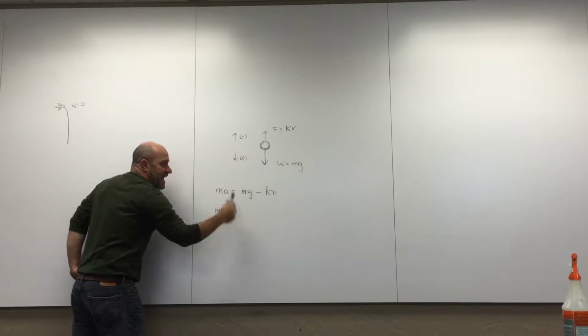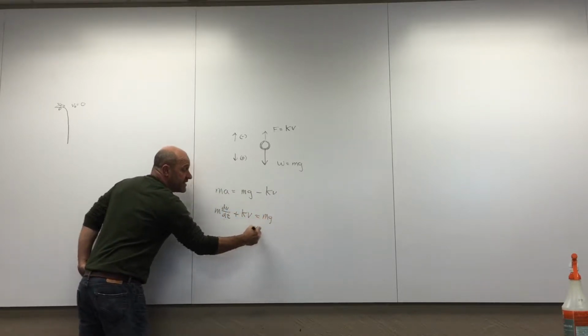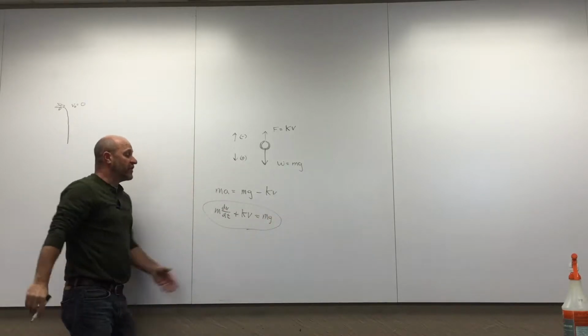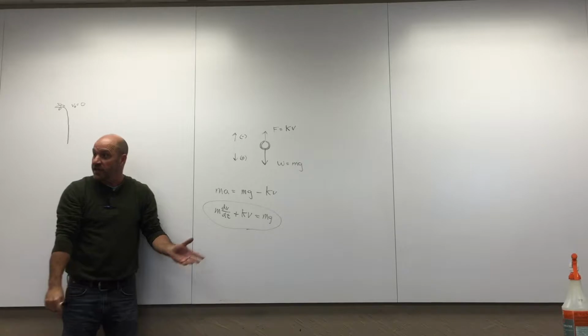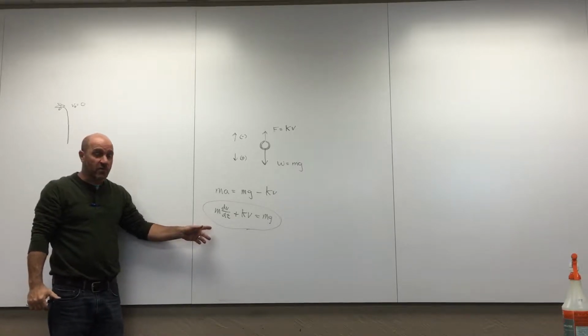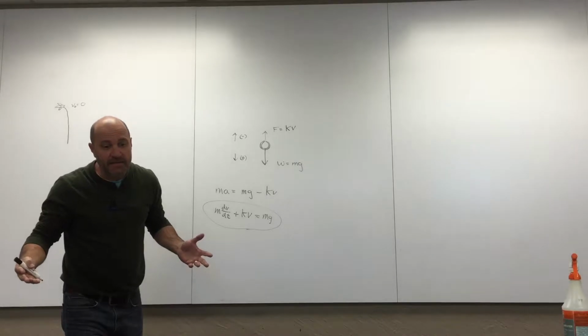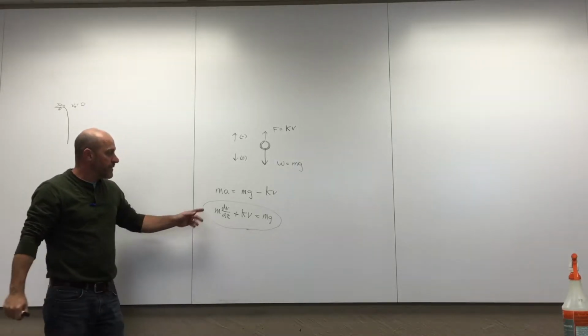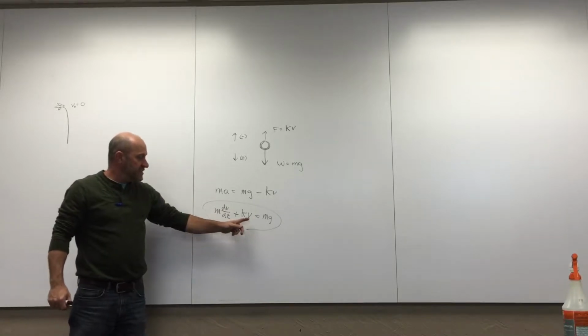I'm going to move that kv over, and this is the differential equation that we are trying to solve in falling body problems with air resistance. It turns out to be this differential equation. I think in my problem that I wrote up for you, I did say that. Yeah, this is the differential equation.